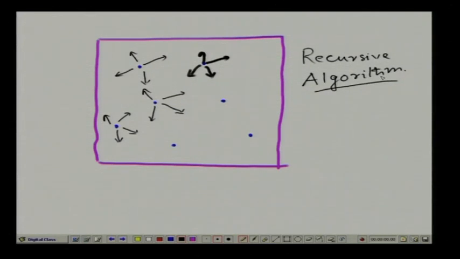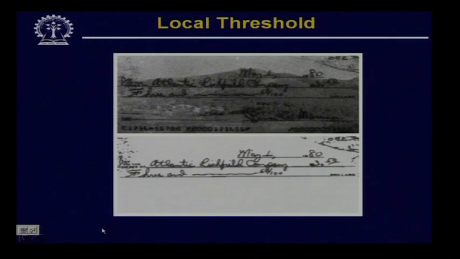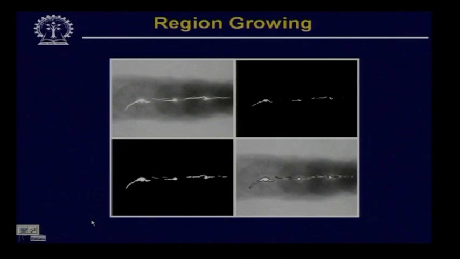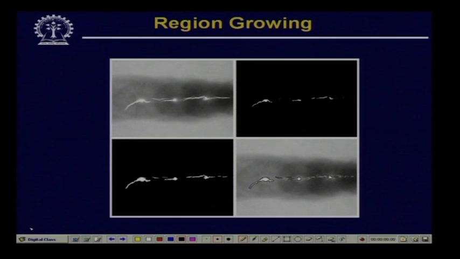Now, let us see what kind of output or result we can get by using this region growing segmentation operation. So, here is an example. This is the X-ray image taken from a weld, and you find that in case of this X-ray image, there may be some cracks or some faults within the welded region, and these faults can be captured by using an X-ray image.